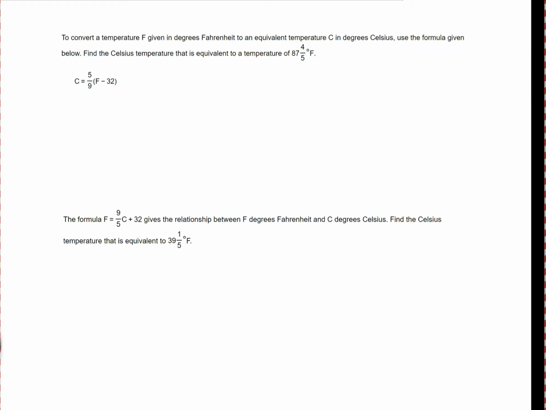Okay, so let's take a look at this first question. It says to convert a temperature, capital F, in degrees Fahrenheit to an equivalent temperature, capital C, in degrees Celsius, use the formula below. Find the Celsius temperature. So we're being asked to find the Celsius temperature. We're finding C. That's equivalent to the temperature 87 4/5 degrees Fahrenheit. So luckily they gave us a degrees Fahrenheit. So all we need to do is evaluate this formula by replacing the capital F with this yucky mixed number. So let's go ahead and do that.